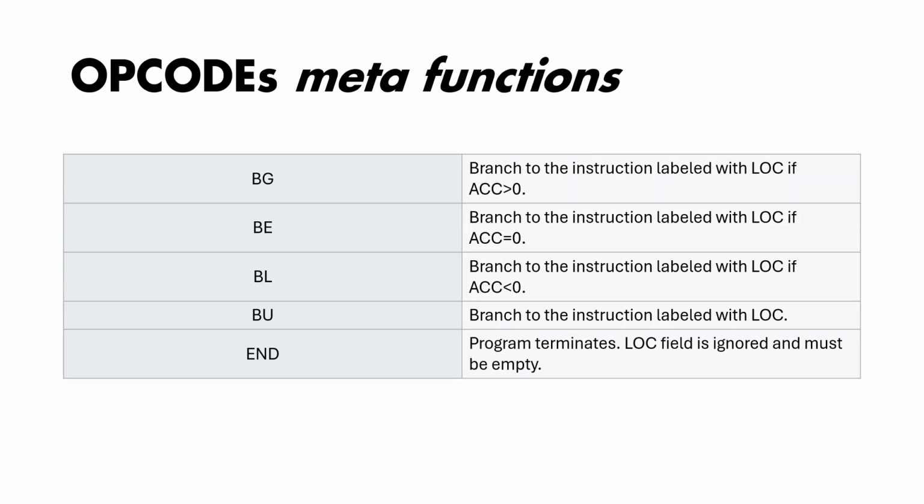So here are a few of the meta functions, and I just categorize them as such because they're to do with the execution of the program. And these are the most interesting functions, I think, or opcodes, I think, in assembly language. These are functions that you would use in the formulation of a loop or something like that. So the first of these is BG, and this branches to an instruction labeled with the lock if the accumulator is greater than 0. And the way I remember these is BG, or like be greater.